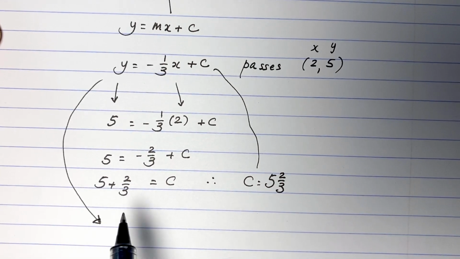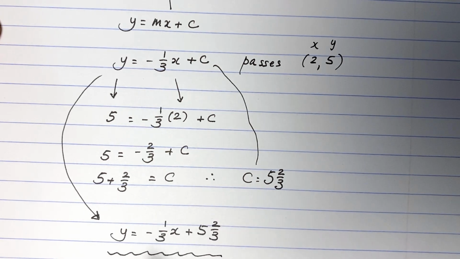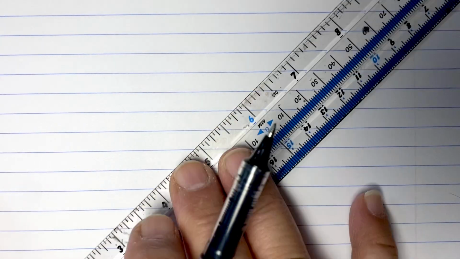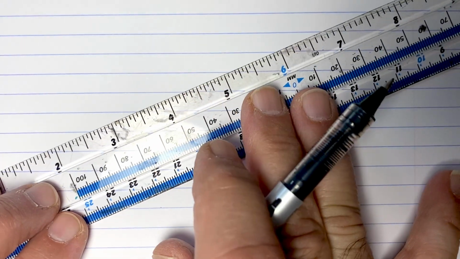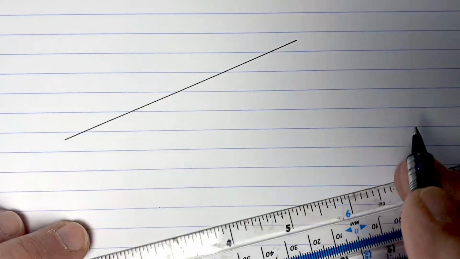So we have both m and c evaluated. This line is perpendicular to the given line and passes through the point (2, 5). I'll give you another example, another example on writing a perpendicular line to a given line.